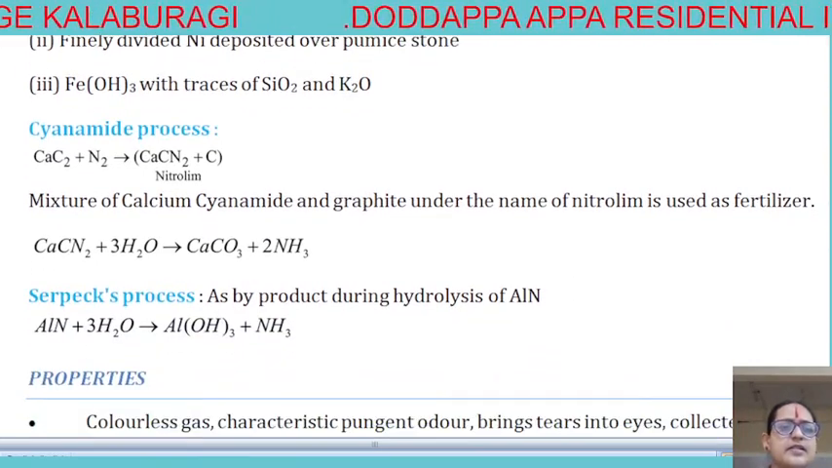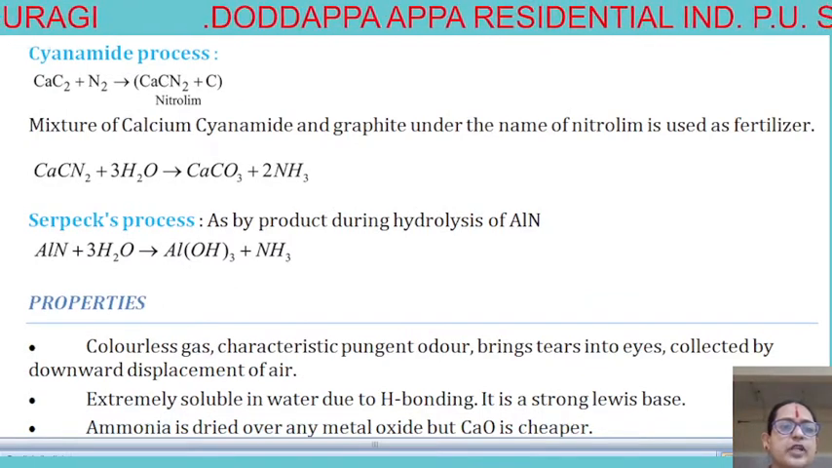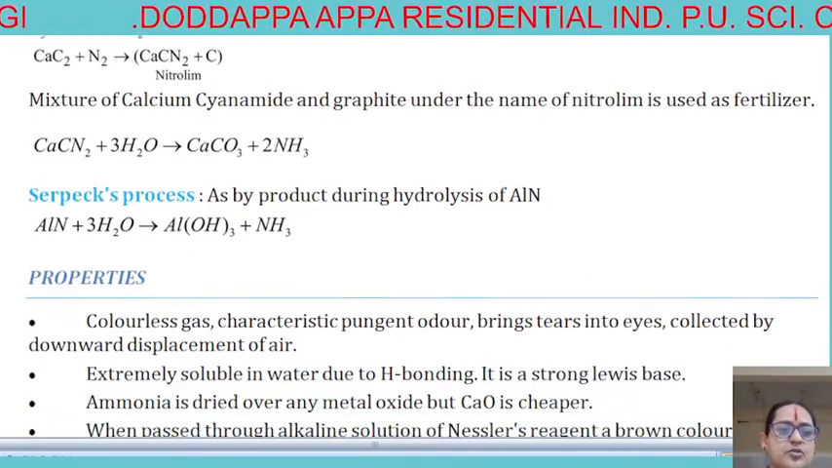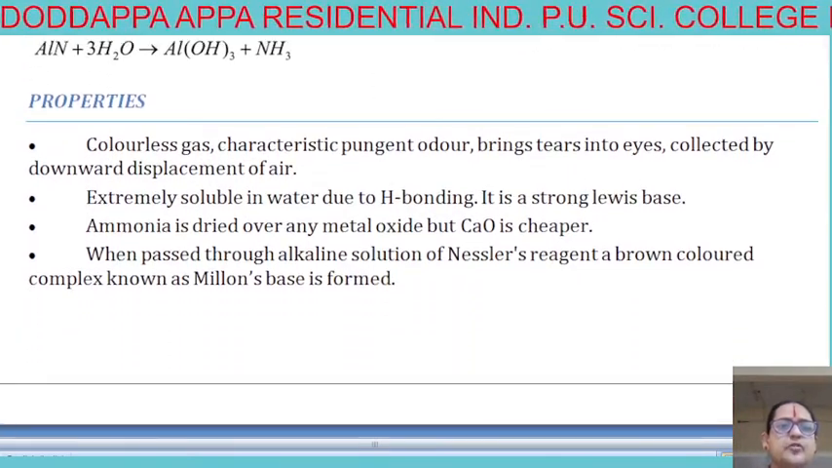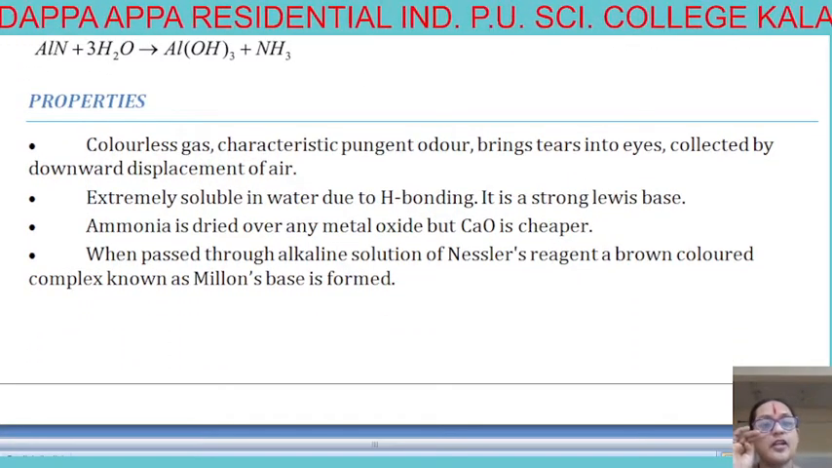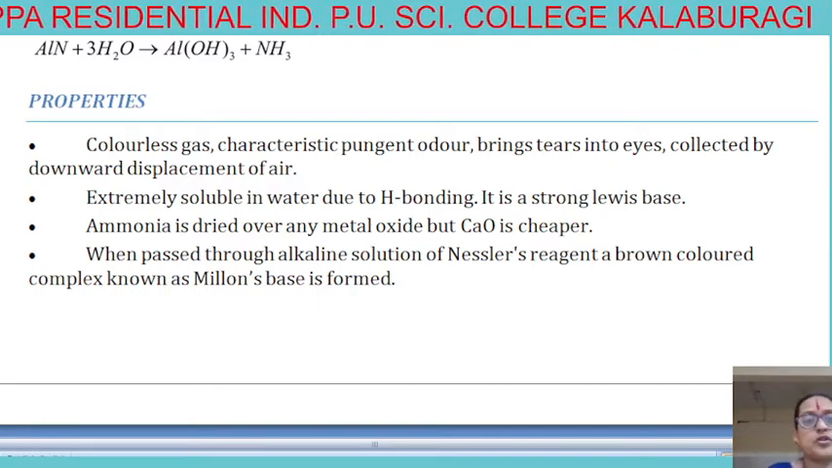Next is the cyanamide process. To prepare nitrolim, we require calcium carbide and nitrogen. One more is Serpek's process. Aluminium nitride and water are added to form aluminium hydroxide and ammonia.